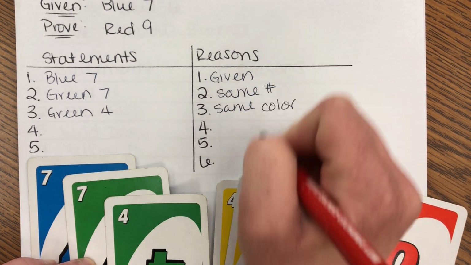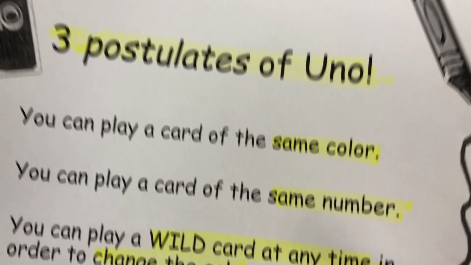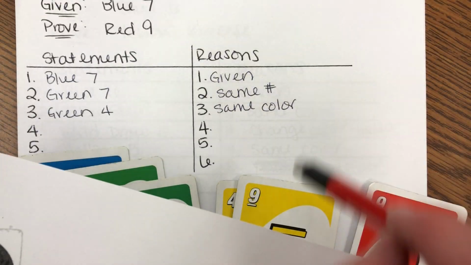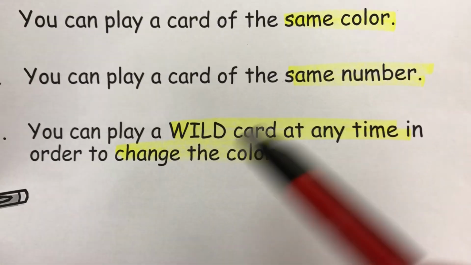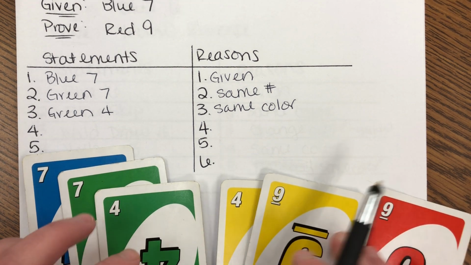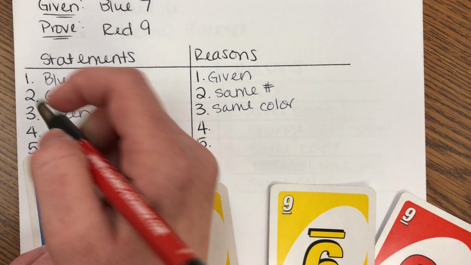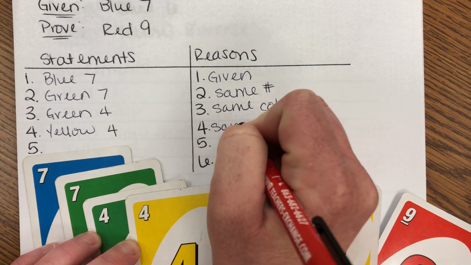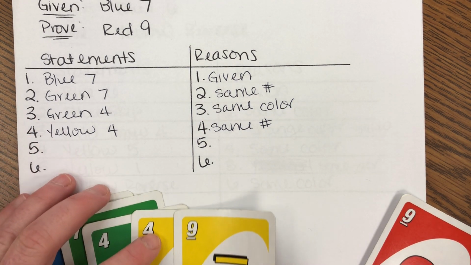And I'm writing same color here because that was one of my 3 rules. For anybody not paying attention earlier, I'm using these 3 rules. These are the only choices I have for my reasons here. You have to use rules for reasons. So same color, same number, or wild card to change the color. Okay, after my green 4, I used a yellow 4 because they are the same number. And after the yellow 4, I used a yellow 9 because they're the same color.